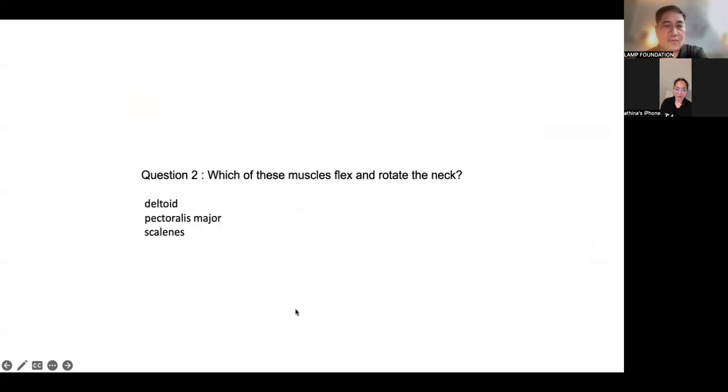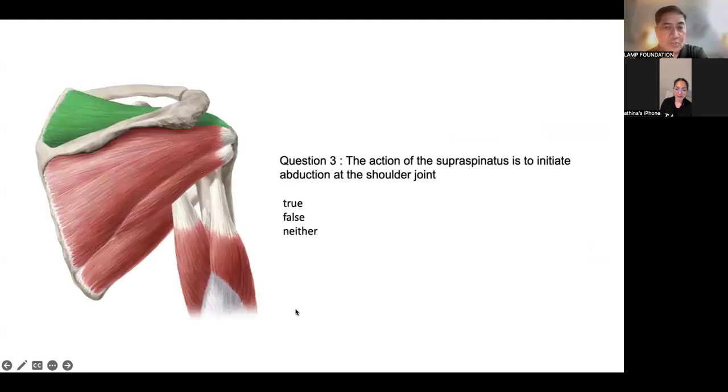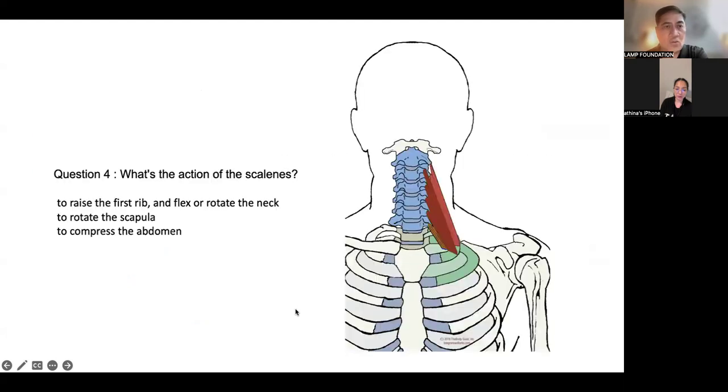Which of these muscles flex and rotate the neck? That's the scalenes. The action of the supraspinatus is to initiate abduction at the shoulder joint. True or false? That's true. What's the action of the scalenes? It is to raise the first rib and flex or rotate the neck.